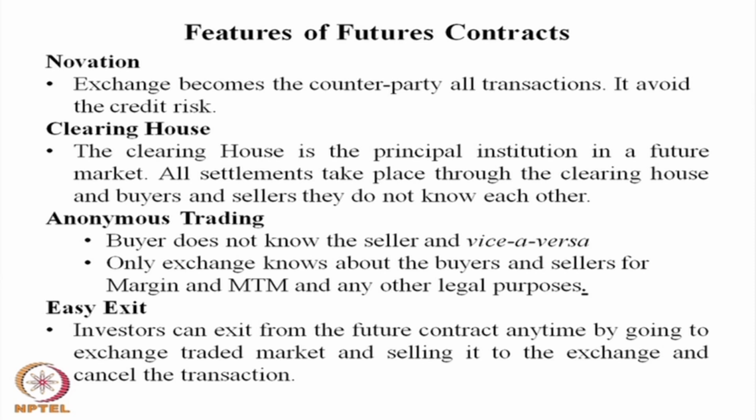Anonymous trading: what does anonymous mean? The buyer does not know the seller and vice versa. Only the exchange knows about the buyers and sellers, for margin and MTM requirements. The exchange knows who the buyer is and who the seller is, because buyer and seller keep an account with the exchange, where they keep the initial margin. For the mark to market purpose, the buyers and sellers are known to the exchange, but they do not know each other. So the exchange only knows who the buyer and seller are, but the buyer and seller themselves do not know.